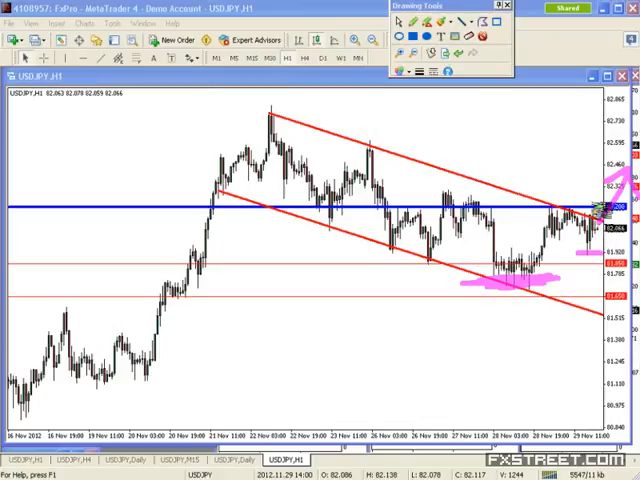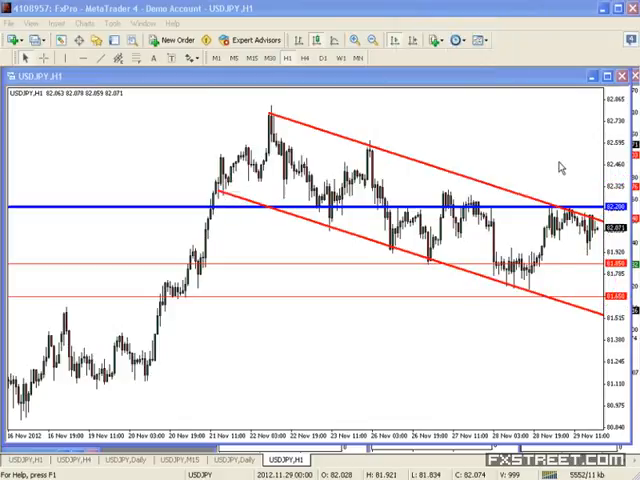Now, if we start seeing a descent down to the bottom of the channel, perhaps a break below the bottom of the channel, then you've got a different story technically. And perhaps the Japanese yen is going to firm up further, and we're going to see a deeper retracement of that broad up move in the dollar yen seen over the past 2 weeks. So sort of a critical juncture here, a crossroads for the dollar yen currency pair.